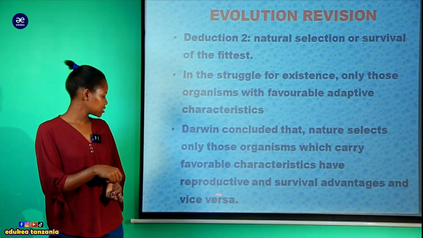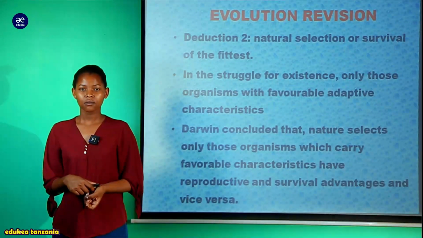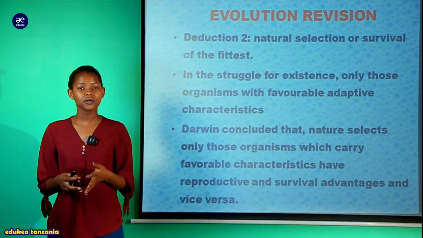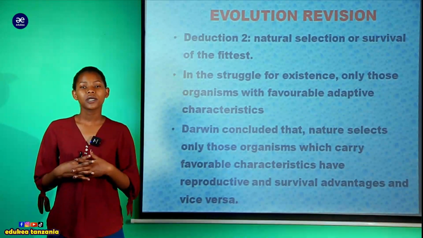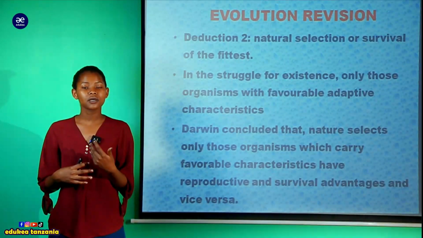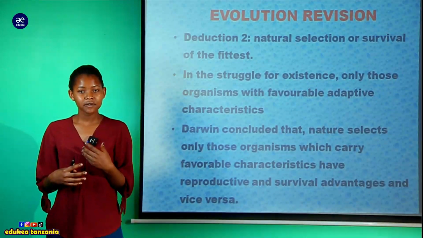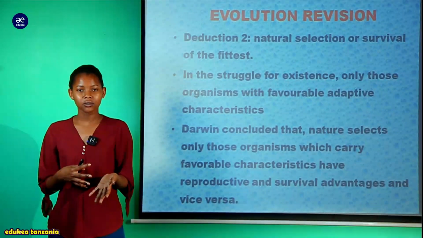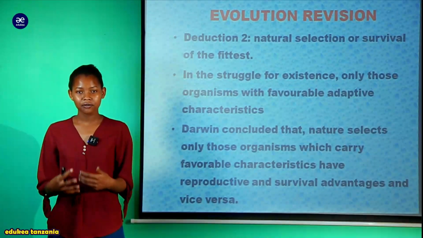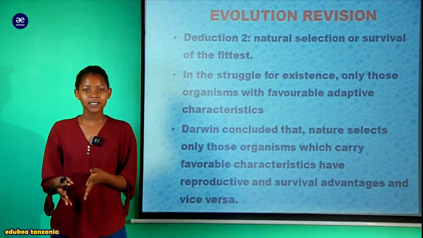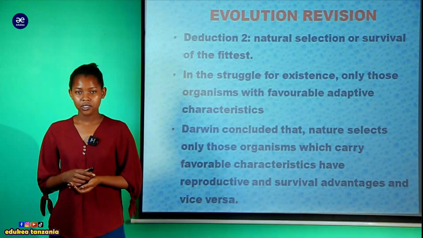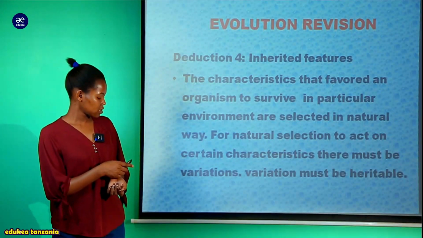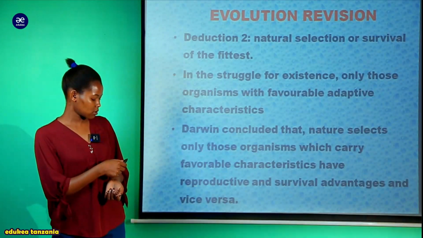According to Darwin, alituambia kwamba nature ilikuwa ina uwezo wa kuselect organisms wote ambao walikuwa na adaptive characteristics na walikuwa wanaweza kuwa reproductive successful na walikuwa wanaweza kusurvive, na kinyume chake ni kweli kwamba those organisms ambao walikuwa ni unfit walikuwa wanakuwa selected against the conditions of the environment. And this is the third deduction. As we can see here, this is the second one.